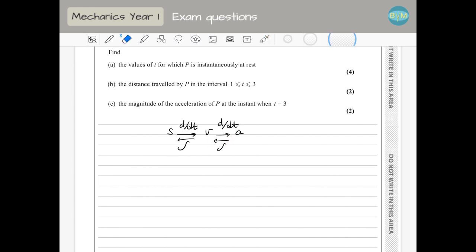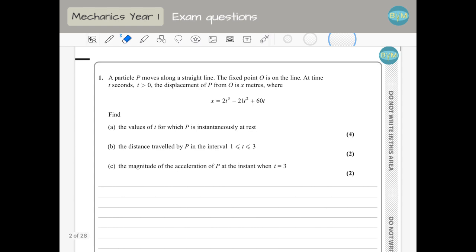In this question, they say particle P is moving along a straight line, fixed point O is on the line, and at time t seconds the displacement from O is this one here. Find the values of t for which P is at rest. So when something is at rest, what it means is that the velocity is 0. So this is equivalent to saying that the velocity is 0.